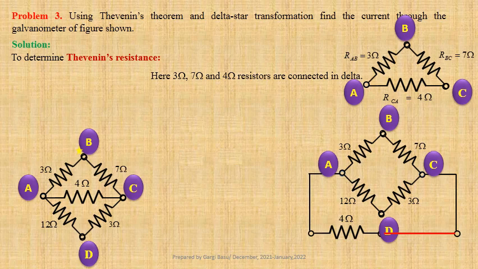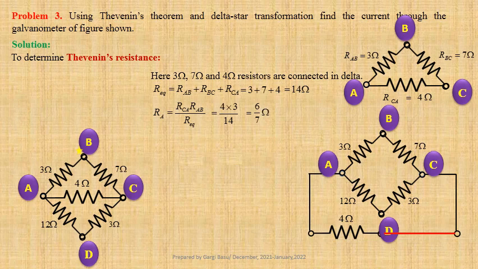Let us now calculate Req equals Rab plus Rbc plus Rca. Using values we get 3 plus 7 plus 4 equals 14 ohm. Ra equals Rca into Rab divided by Req. Using values we get 4 into 3 divided by 14 equals 6 upon 7 ohm.